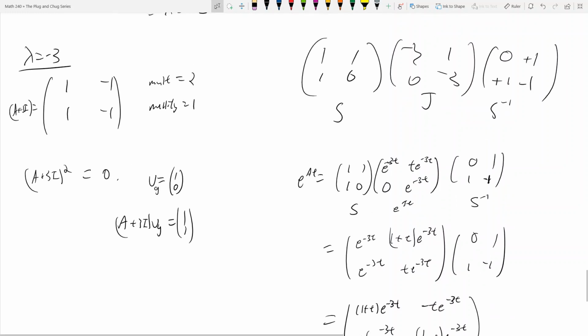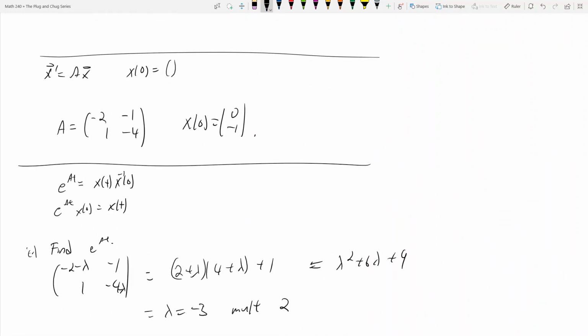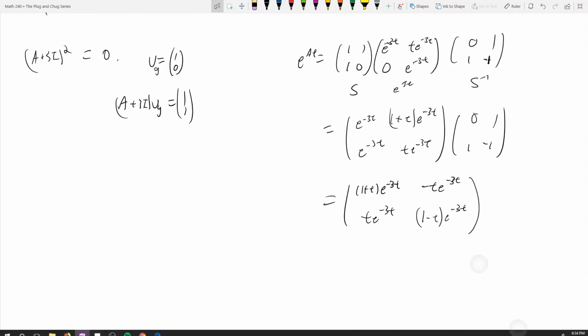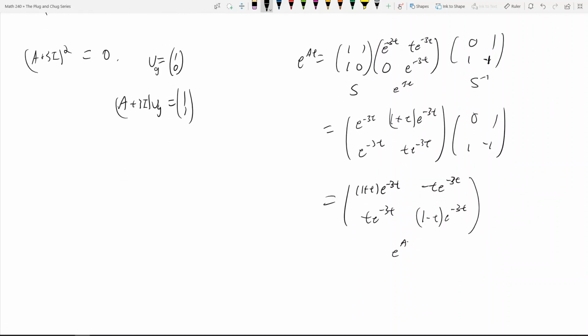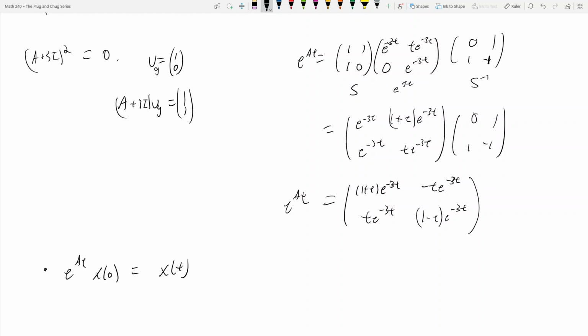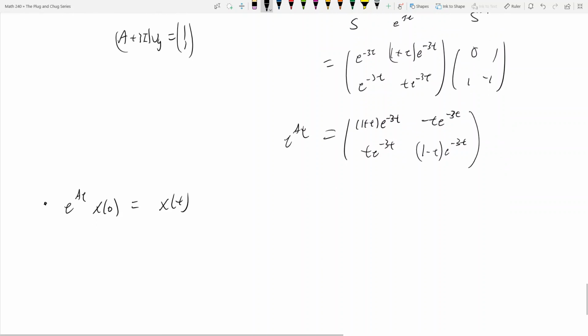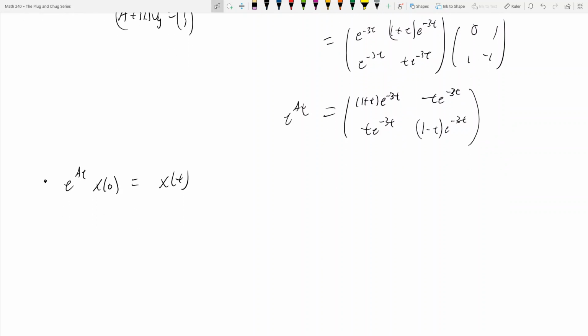All right. And so remember this right here, e to the At times x naught is equal to x of t. And so this is e to the At, right? And so e to the At, x naught, x at 0 is equal to x of t. So now we just take e to the At, which is, I'm going to factor out an e to the negative 3t. Okay, so now this is just 1 plus t, t, negative t, 1 minus t.